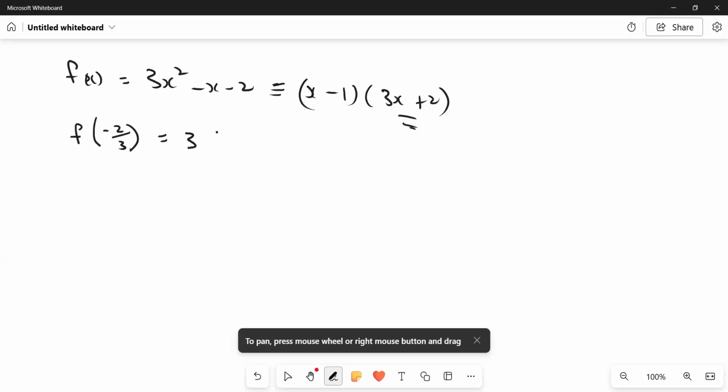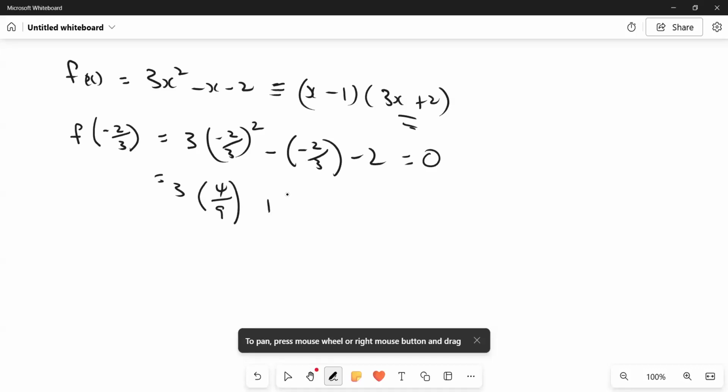You get 3 times minus 2 over 3 squared, minus minus 2 over 3, minus 2. And you should get 0, if you check it. What you'll get is 4 over 9, plus 2 over 3, minus 2. It should give you 0. If you add these two, you will get 6 over 3, which is 2. Indeed, it is 0, right?